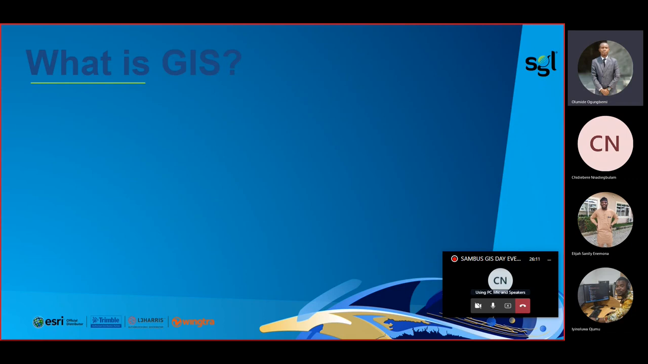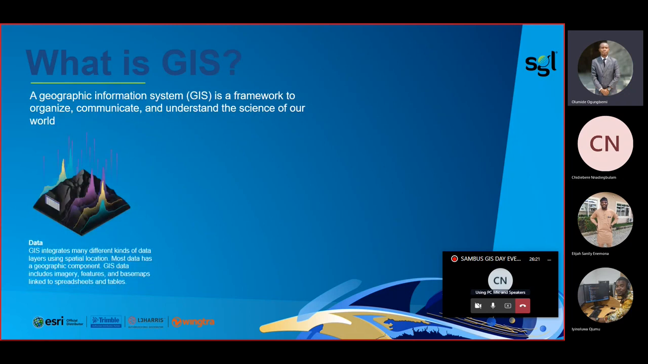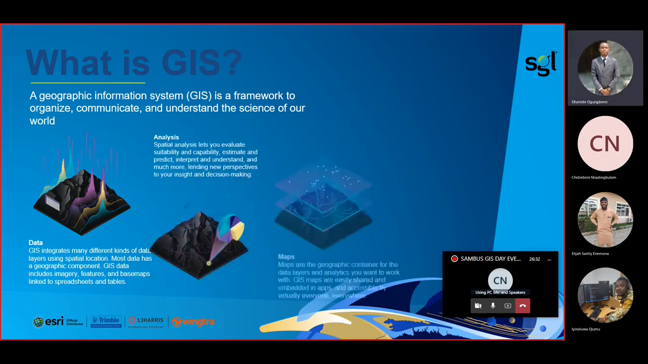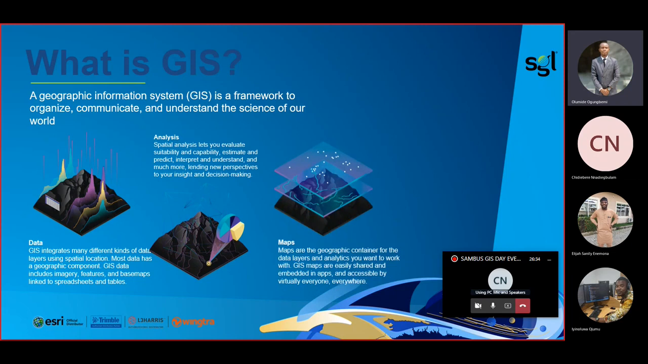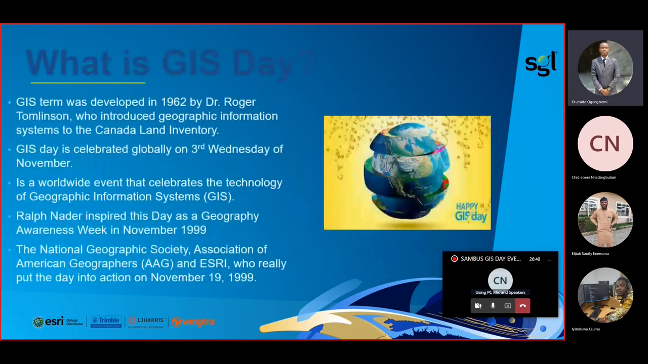GIS is Geographic Information System. The acronym GIS means Geographic Information System. So with data, when you collect data, that's when you can have information to be able to perform analysis. So what is GIS Day? I know this is your first time of having a GIS Day, and hopefully by next year you also have another GIS Day and continuously the schools will have GIS Day.